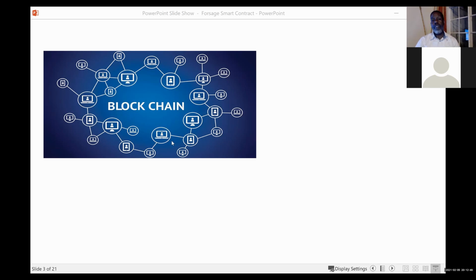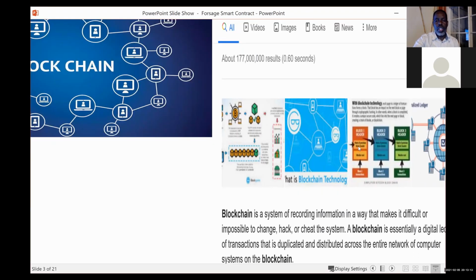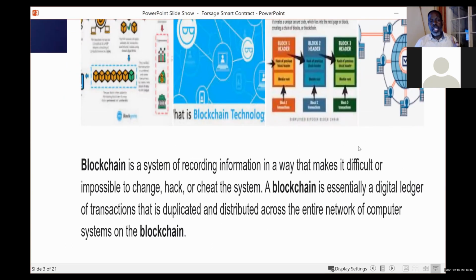Now, that is a very powerful advancement in technology that we have been able to achieve as human beings, that we can have information that can be trusted by anyone on the blockchain, all right? And in fact, if you do a Google search on what blockchain technology is, you will come across a definition like you can see on your screen there, which says that blockchain technology is a system of recording information in such a way that it makes it difficult or impossible to change, hack, or cheat the system.